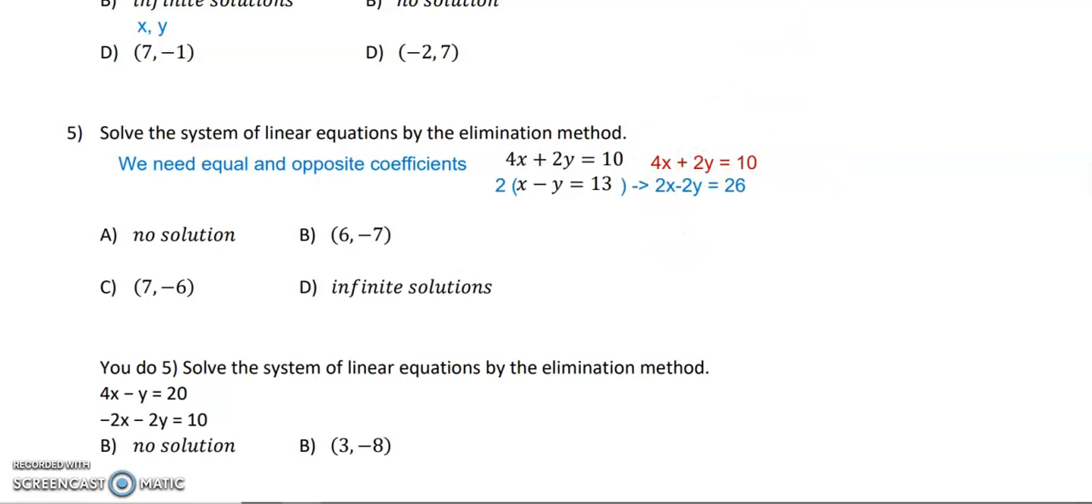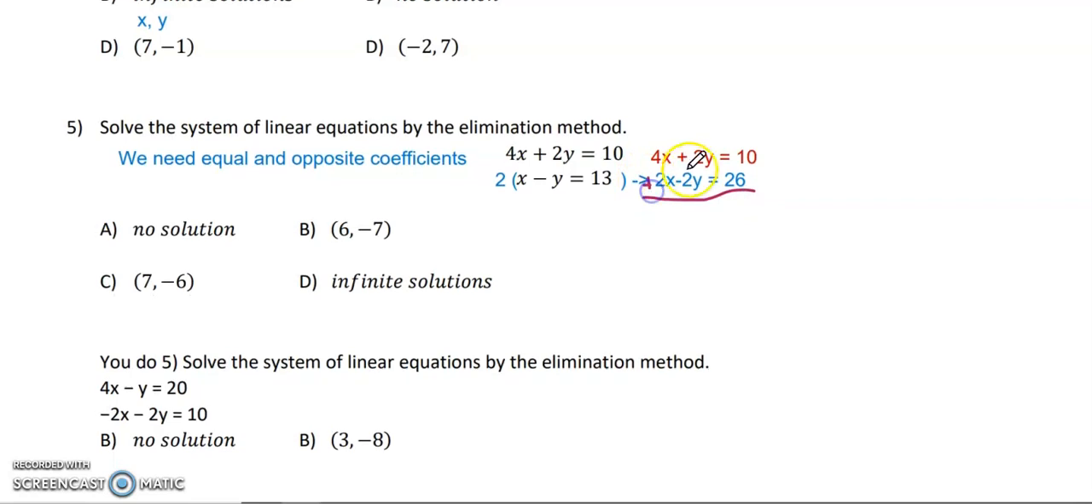And then if I line these up like an addition problem, I can see that my positive 2y and my negative 2y are going to eliminate. And then I can add 4x and 2x to get 6x, and then 26 plus 10 to get 36. And now I just have to go ahead and get x by itself. So x is being multiplied by 6, so I need to do the opposite of multiplication, which is division. So I'm going to divide both sides by 6. And then I get x is equal to 6.